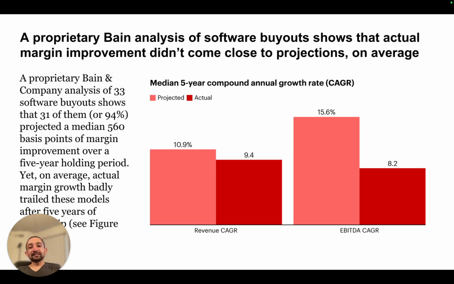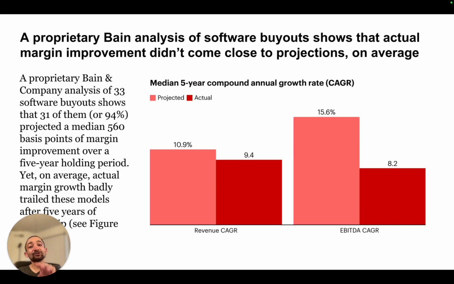Companies or these deals are consistently, number 1, under delivering on the projections, right? So on the revenue, the CAGR projected was 10.9% or close to 11%. They were only able to realize 9.4% growth. And it gets even more crazy for EBITDA CAGR, right? They project growth of 15.6%, but they actually only realized 8.2%. Almost half of what was projected.